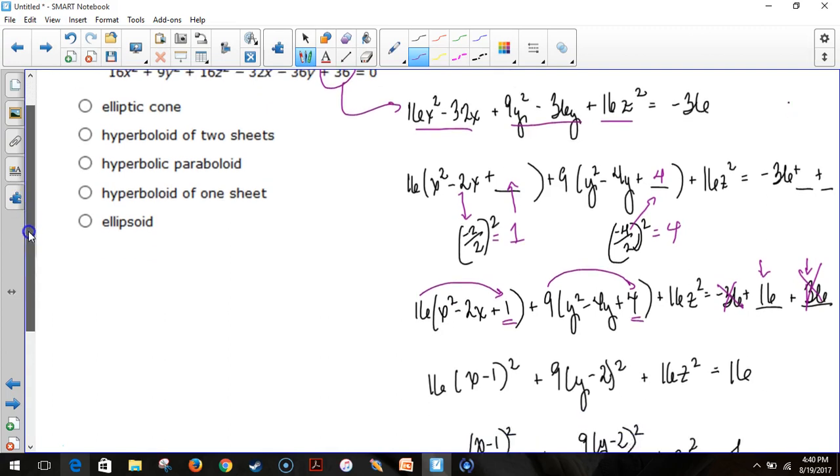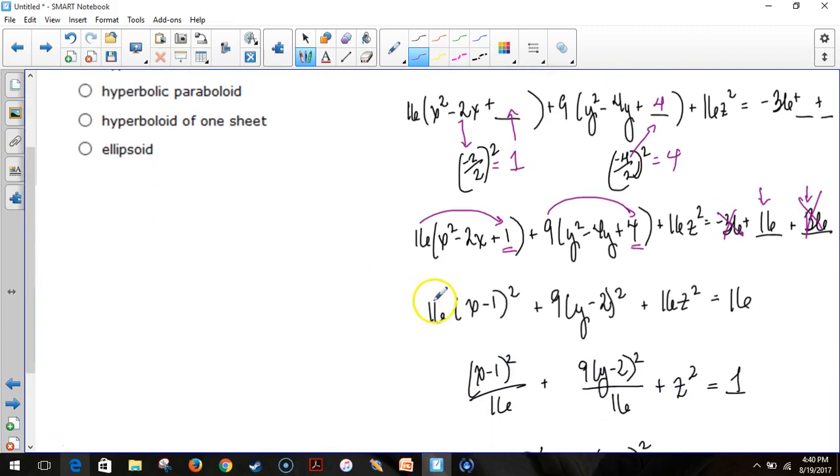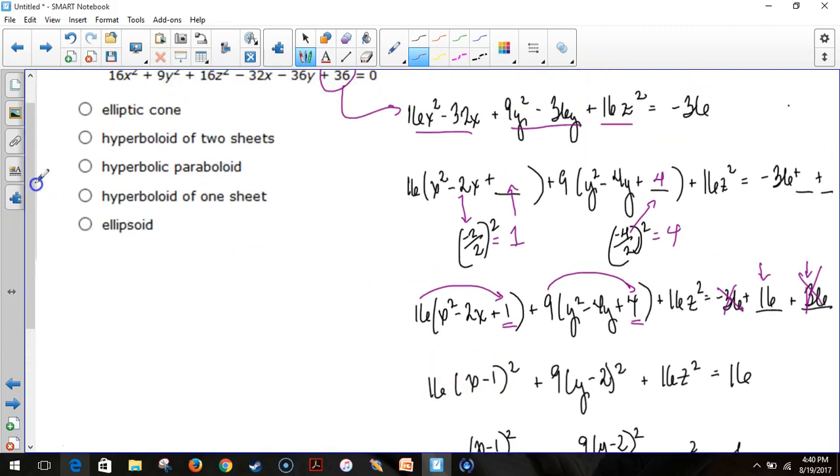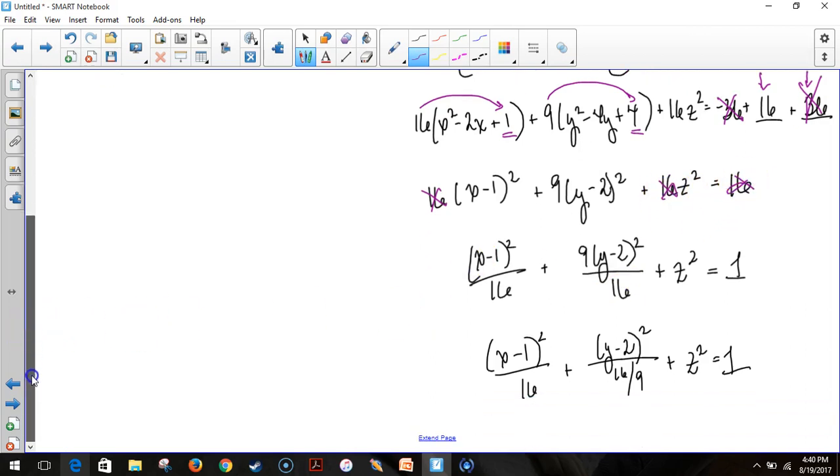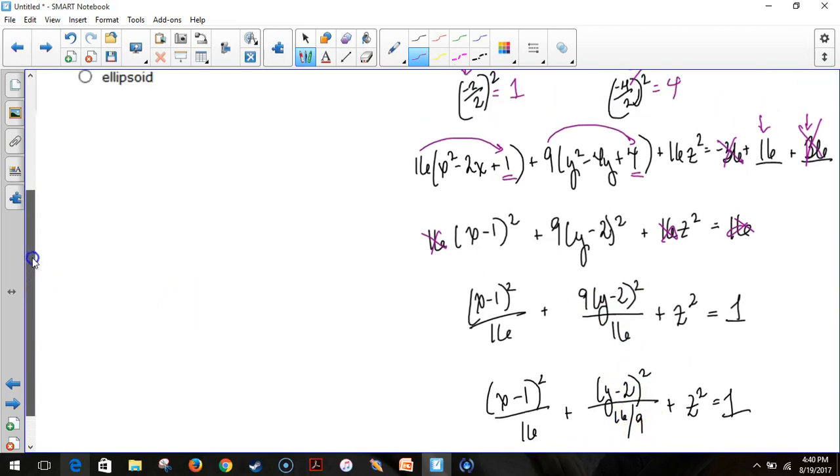We are getting closer. All my coefficients are positive, so we are probably not looking at these. Let's go ahead and divide everybody by a 16. That divides to 1. This will be 9 over 16. This divides to 1. This divides to 1. And we can use the same trick as before. Instead of multiplying the quantity y minus 2 squared by 9/16, we can divide by 16 over 9. And I have an ellipsoid.